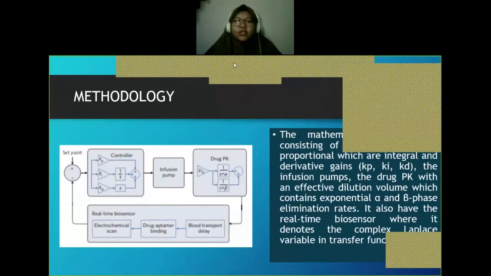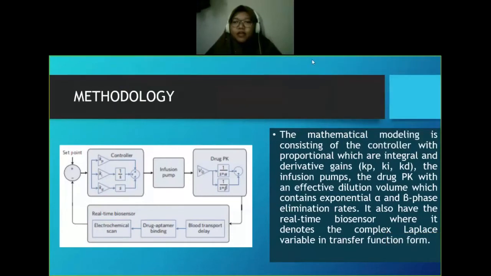For methodology, I will explain the mathematical modeling. The mathematical modeling consists of the controller with proportional, integral, and derivative gains, Kp, Ki, and Kd, the infusion pumps, and the drug PK with an effective dilution volume, which contains exponential alpha and beta phase elimination rates. It also has the real-time biosensor, where s denotes the complex Laplace variable in transfer function form.